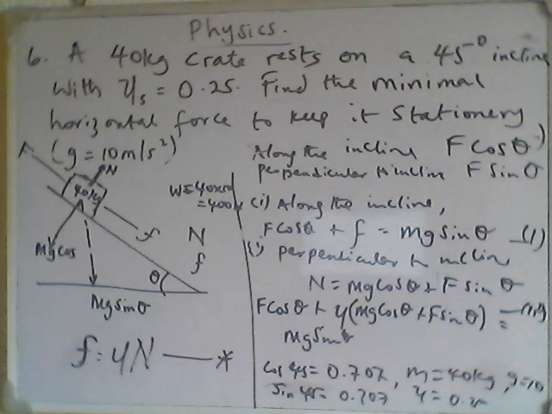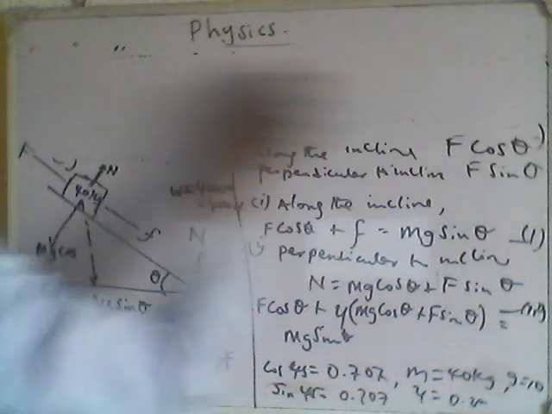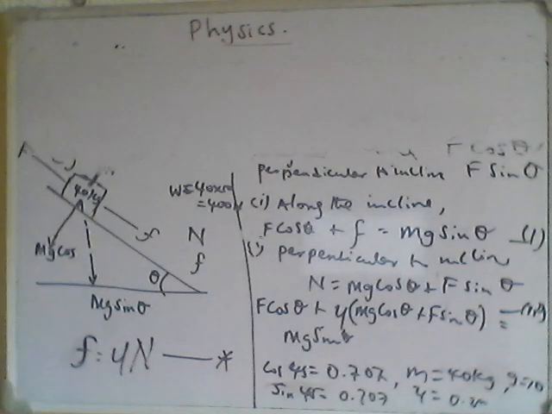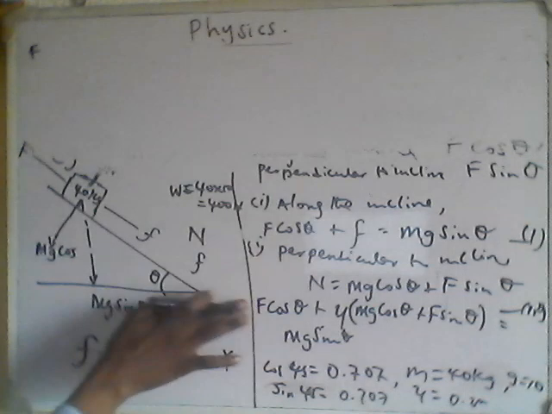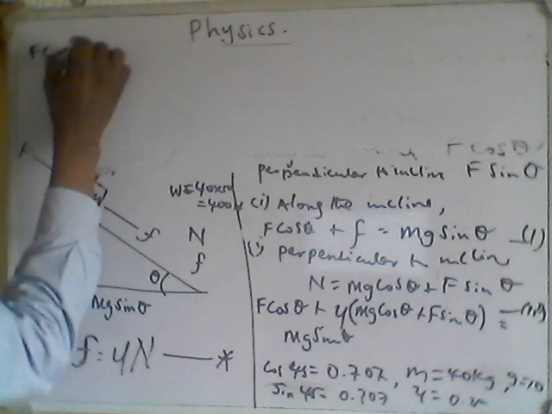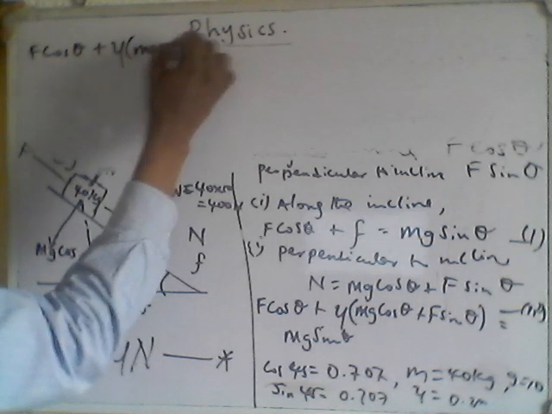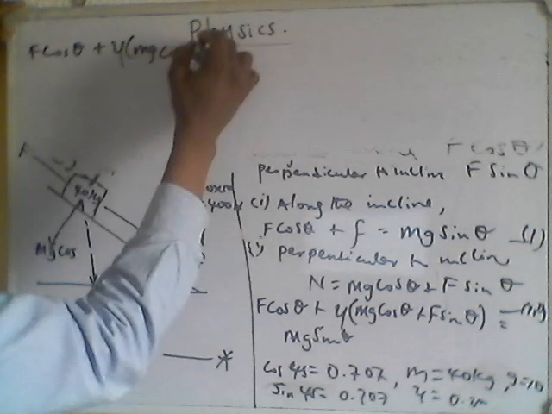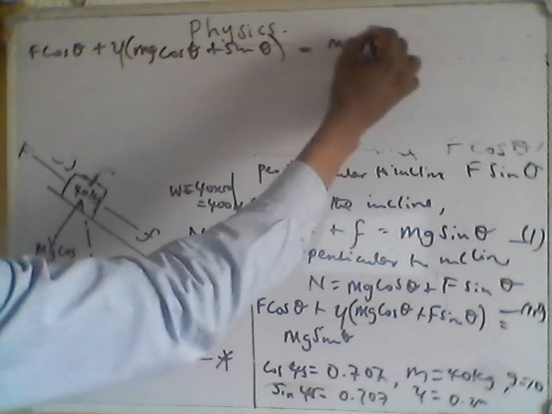So I'm going to take this off the board. I'm sure we have the question already. I want to manage the space, so I will take off the question because we are told to find f. F is the only thing left to find. So I'm going to write the equation again. The equation is f cos theta plus mu, the coefficient of static friction, times open bracket mg cos theta plus f sine theta, close bracket, is equal to mg sine theta.